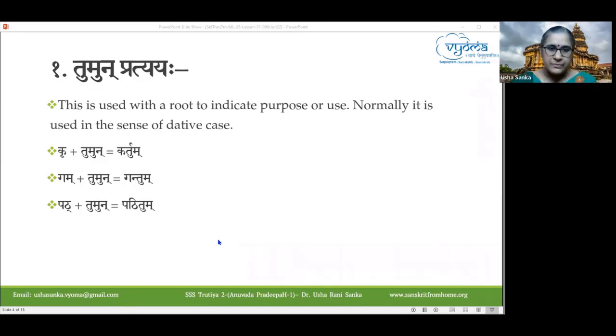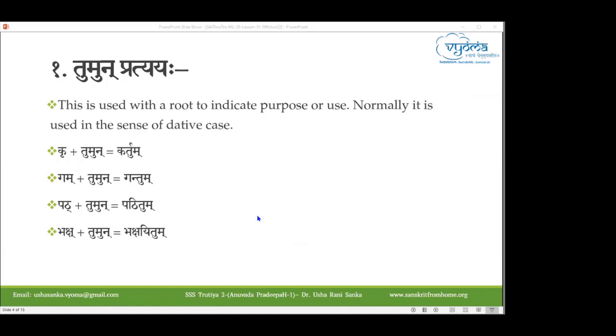Can we use Nash as an example? What will happen to it? Let us see what happens. Okay, we'll go slowly. Next is for Parul Bhagini. Bhaksh plus tumun. Bhakshayitum.